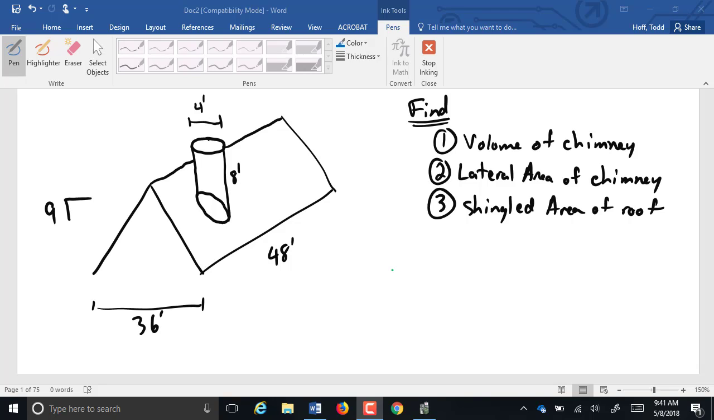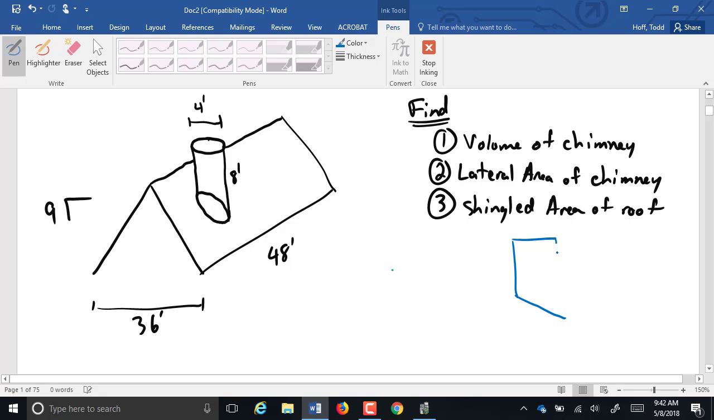Okay, so there's three things we're asked to find here: the volume of the chimney, lateral area of the chimney, and the shingled area of the roof. Let's start out with that chimney. And part of the confusion, of course, is the fact that it has an angled cut on the bottom for the slope of the roof.